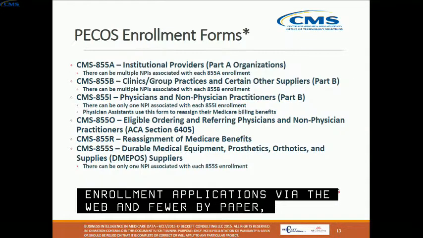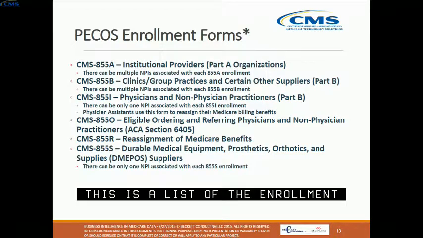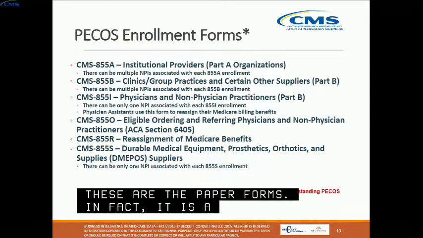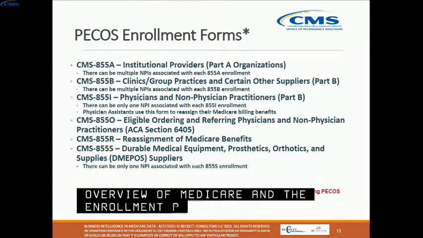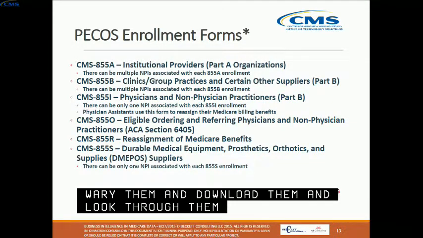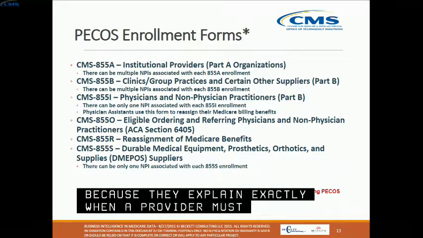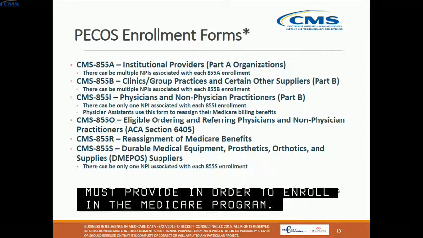Okay, let's move on. This is a list of the enrollment forms. These are the paper forms. It's a good way to get a quick start overview of Medicare and the enrollment process to look through these forms. You can go online, query them on Google, and download them. They're very informative and helpful because they explain exactly what a provider must have and must provide in order to enroll in the Medicare program. And as you can see, they're divided by different types of providers.